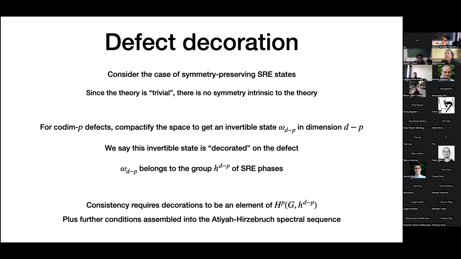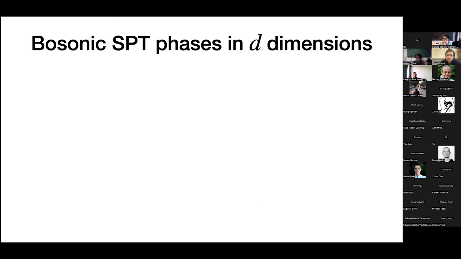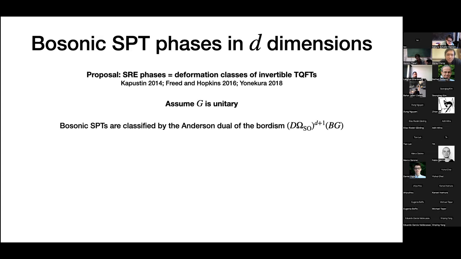Thanks. Okay, all right. So now let me discuss a known solution to the classification problem for bosonic symmetry protected phases. Following the proposal that these short-range entangled phases are classified by deformation classes of invertible TQFTs, by now there's at least a very well-motivated and accepted conjecture that these phases are classified by some sort of cobordism. The precise term is the Anderson dual bordism group, which I'll just denote with this notation.